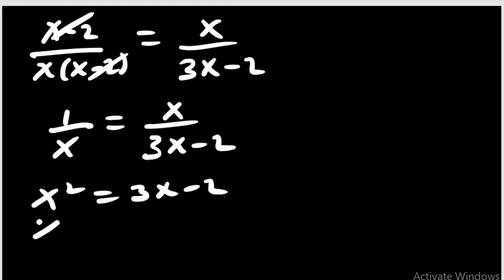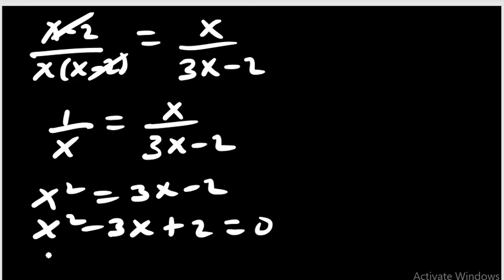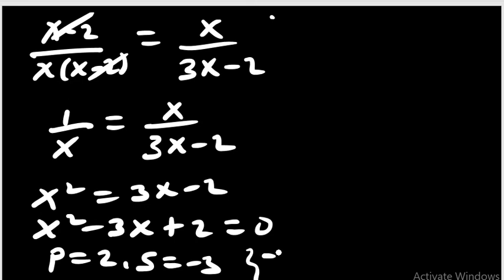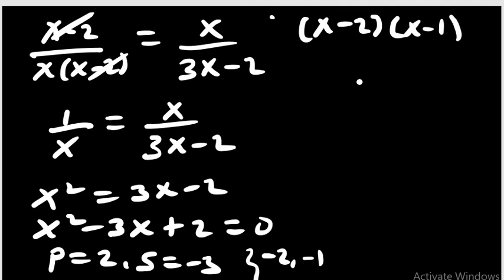Then collect it: x squared minus 3x plus 2 is equal to 0. This quadratic can be solved by formula or by factorizing. Think of two numbers with product 2 and sum negative 3. Those numbers are negative 2 and negative 1. If you multiply them, 2, and if you add them, negative 3. So I can say x minus 2 and x minus 1 is equal to 0. We can directly insert those numbers because the coefficient of x squared is 1. So what makes it 0? x is equal to 2 and x is equal to 1.